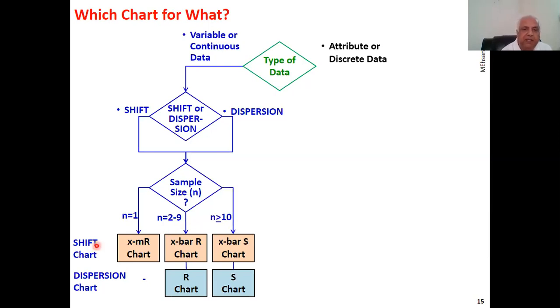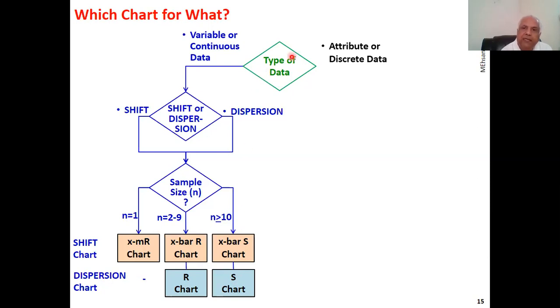If the sample size is greater than 9, that means 10 or more, then instead of range, we use standard deviation. So the shift chart becomes the mean of the sample coupled with standard deviation, not the range. And likewise, for the dispersion chart, we again use standard deviation and not the range.